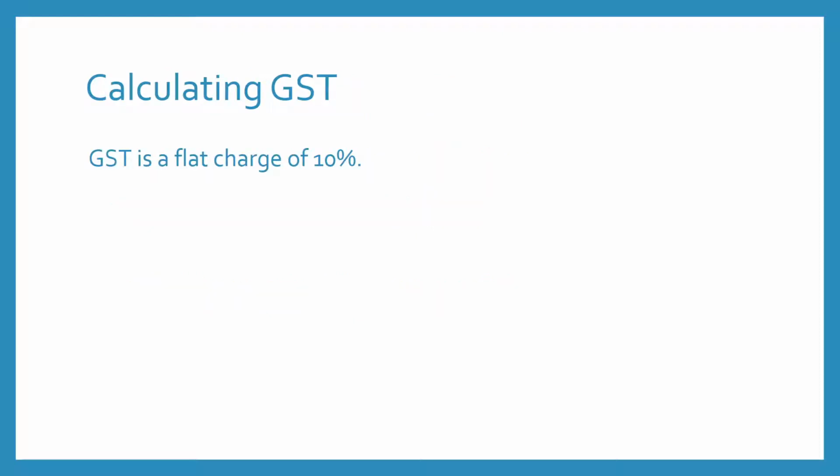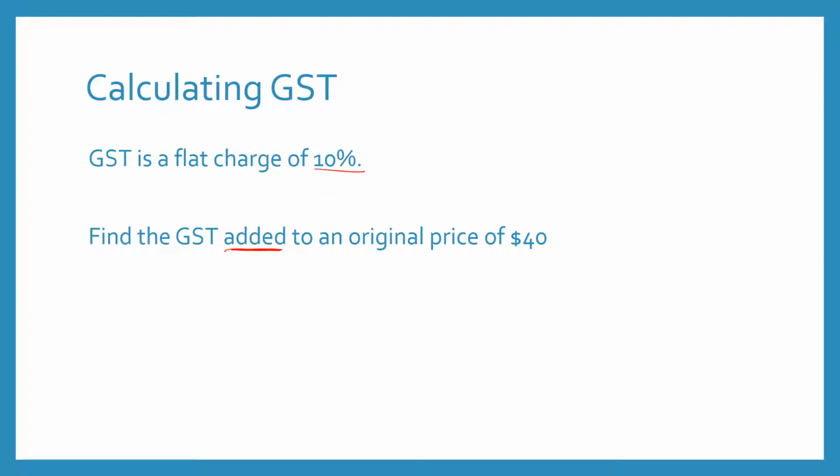We're first going to look at how we calculate GST. So GST is a flat charge of 10%. And we want to find out what the GST is that's been added to the original price, if the original price is $40. So we start with $40. We want to find what 10% of that is. So we go GST equals 10% of $40. And then we can calculate that. We're going to get $4. So our answer there, or the GST that's added on here, is $4.